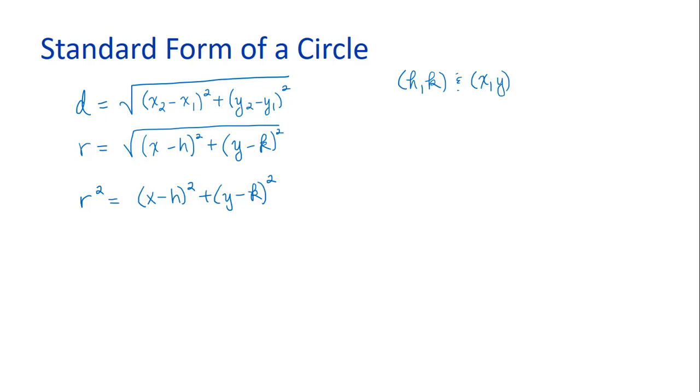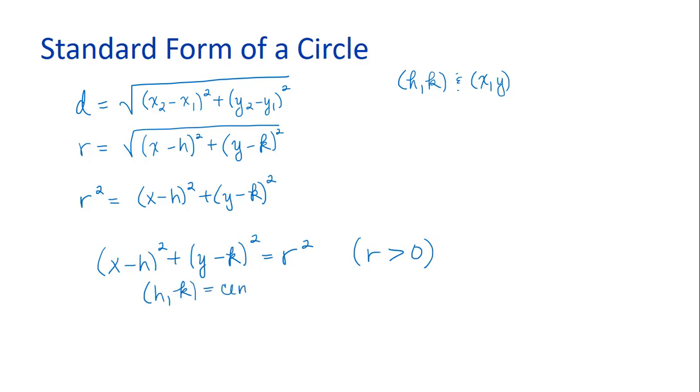So this tells us the standard form of a circle is (x minus h) squared plus (y minus k) squared is equal to r squared, where r has to be greater than 0, and (h, k) is the center of the circle, and r is our radius.